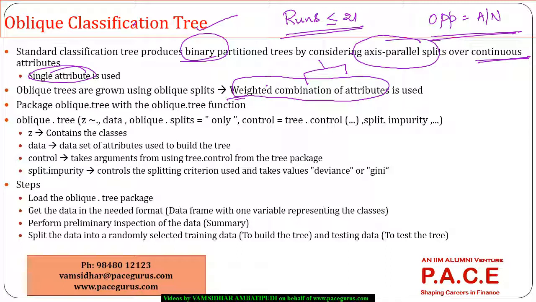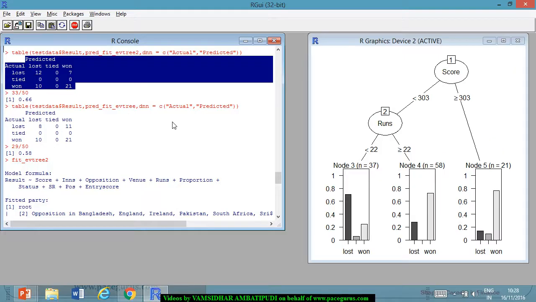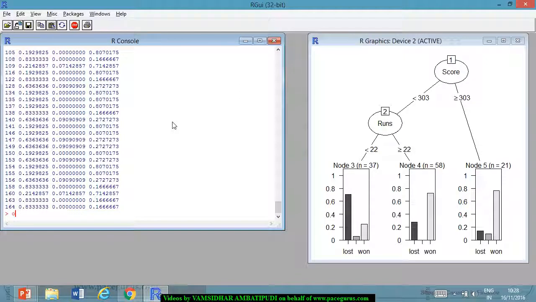So it may come out that, okay, 0.5 times the runs less than or equal to 21 plus something, probably plus 0.25 times the strike rate less than or equal to 75. Such a weighted combination of the attributes is typically going to be used in the oblique tree mechanism. And that can be implemented through a package called oblique.tree, and we have a function also called oblique.tree. So we'll use that particular package and the function to execute this logic.